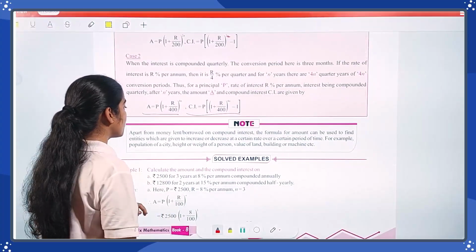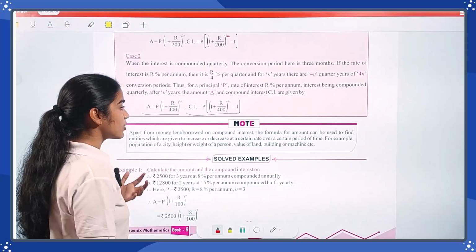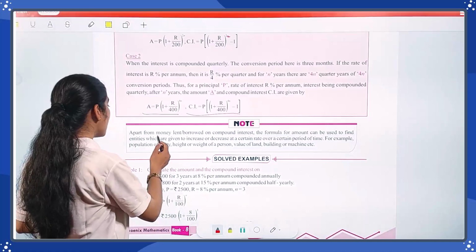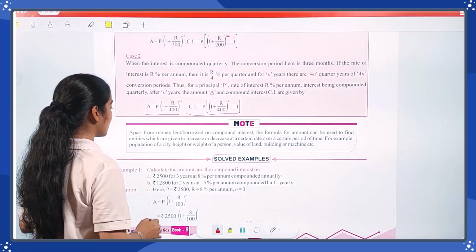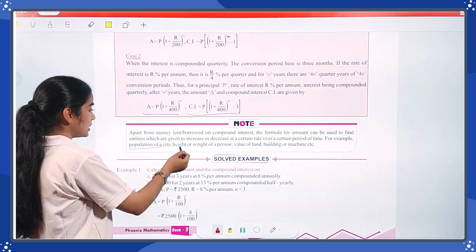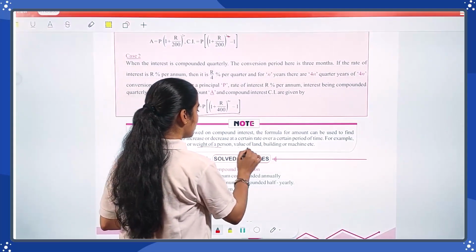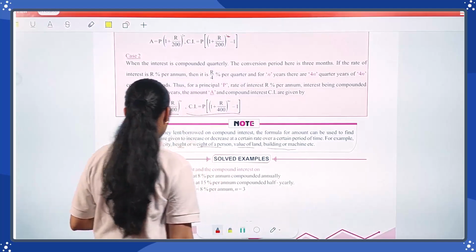Apart from money lent or borrowed on compound interest, the formula for amount can be used to find entities which are given to increase or decrease at a certain rate over a certain period of time. For example, population of a city, height or weight of a person, value of land, building or machine, etc.